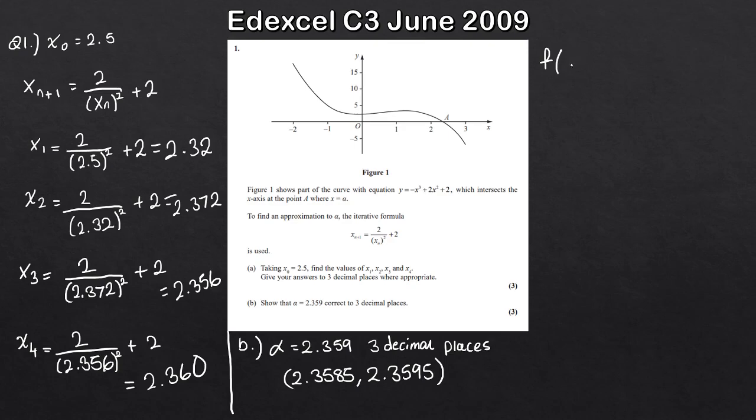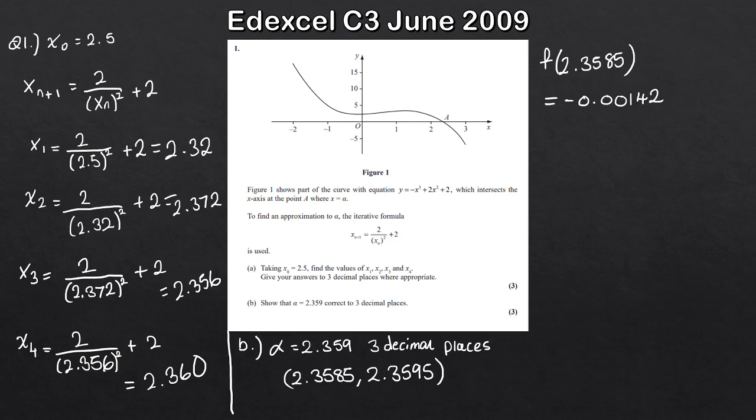So if we do the smaller of the 2 values first, 2.3585, we're just going to plug it into our y equals, where x is this value here. So for example, we'd do minus 2.3585 cubed plus 2 lots of this squared, and then we add 2. I've already calculated this on my calculator, but have a go, make sure you get the exact same, and you should get minus 0.00142, or something very, very close to that, depending on how you round.